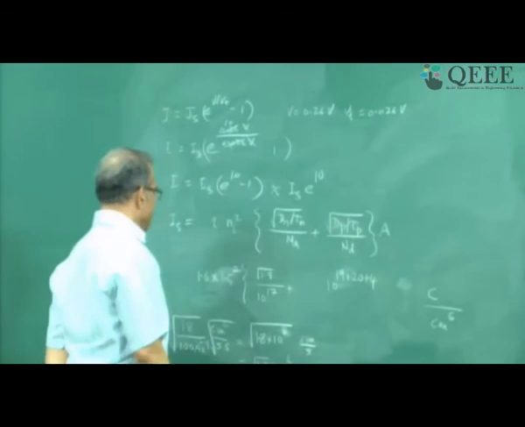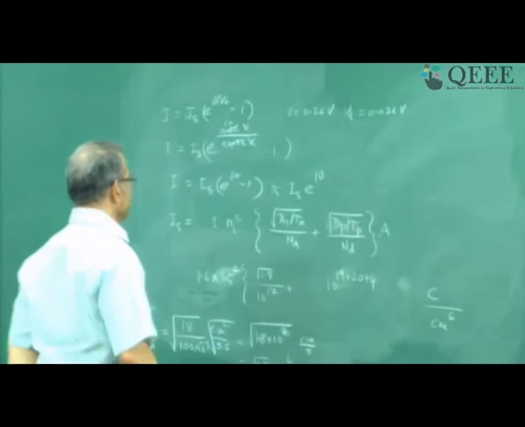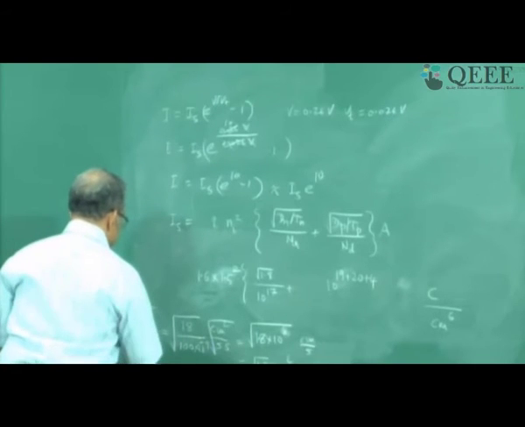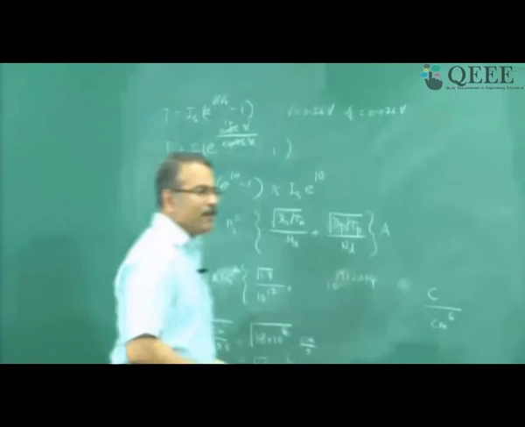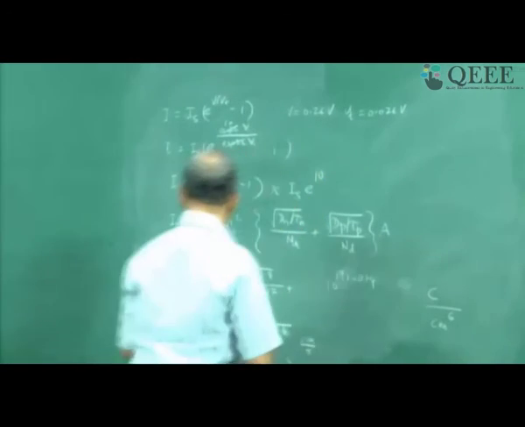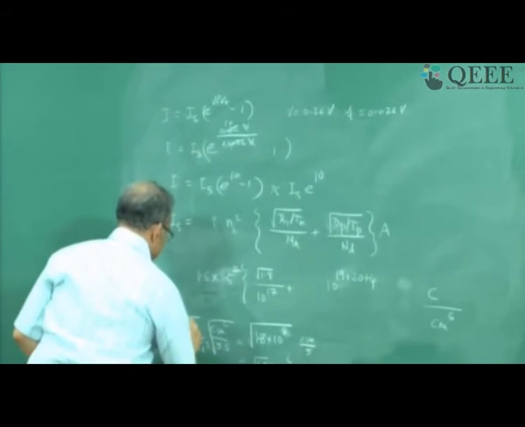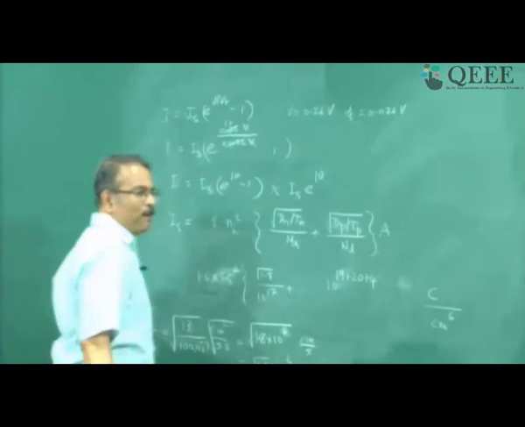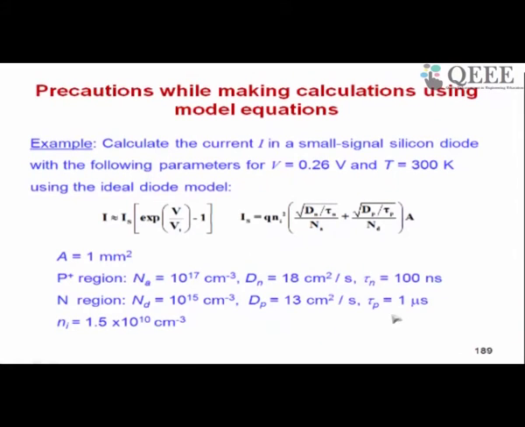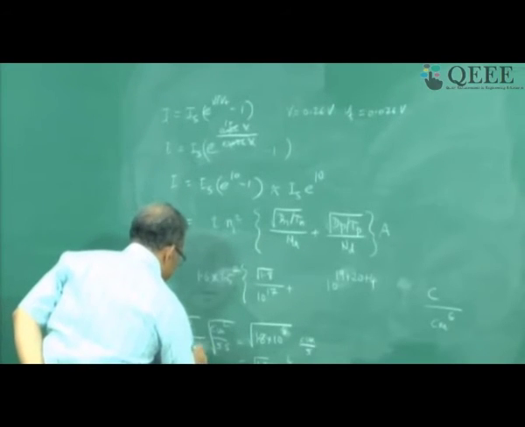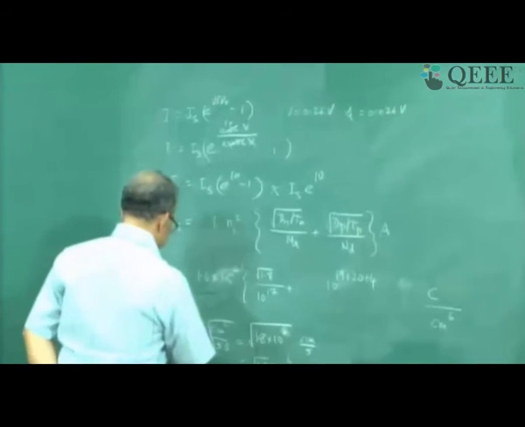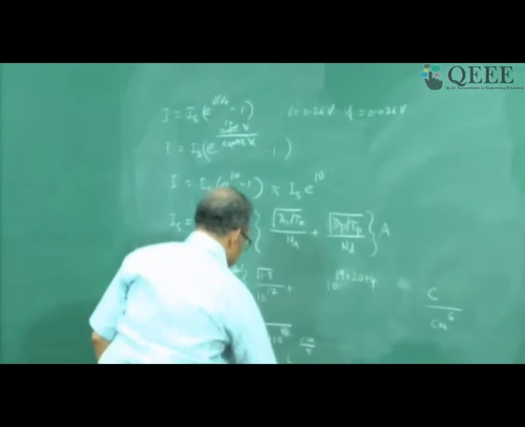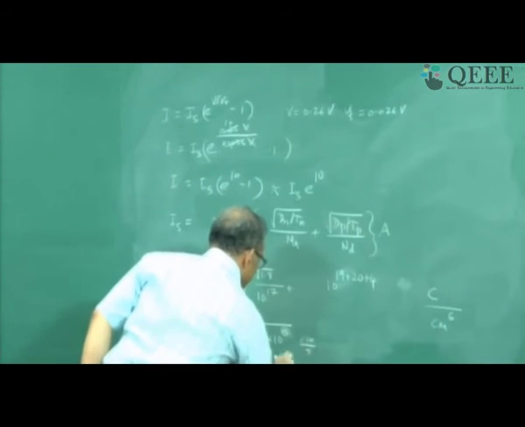similarly I need to calculate Dp by tau p. So let us make a calculation for Dp by tau p. So this is Dp, this is tau p. Now Dp is given as 13, so 18 is replaced by 13. Tau p is given here, it is 1 microsecond, so 1 into 10 power minus 6 seconds. So this part remains the same. So this is 13 into 10 power 6, and if I take the square root, it will be square root 13 into 10 power 3.